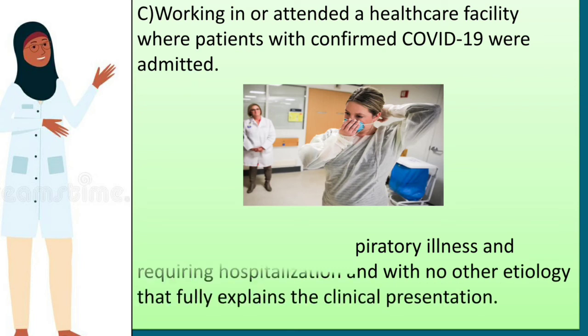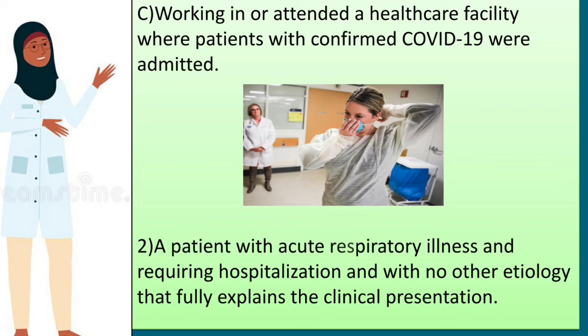Then the last category of suspected case is with no epidemiological link. Here the person comes with fever and with any other respiratory illness without having any underlying cause. That means the person's condition is getting worse and worse day by day without any underlying cause. Now the patient needs hospitalization.